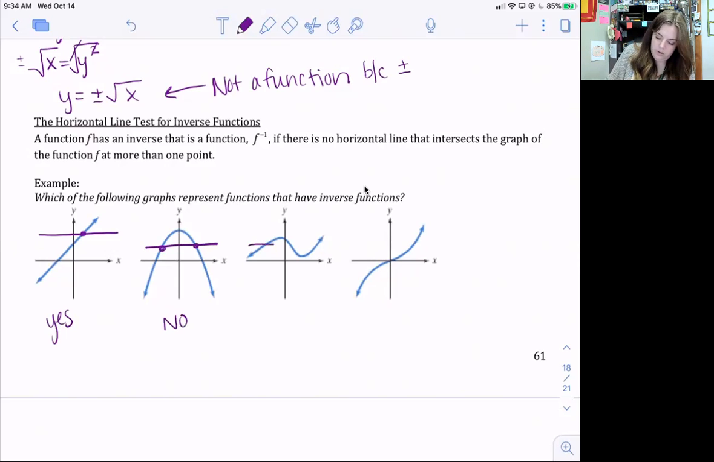Looking at the third, we cross 3 times. So that's a no. And looking at our fourth one, that's kind of like a cubic function, some type of odd function. So this is a yes.